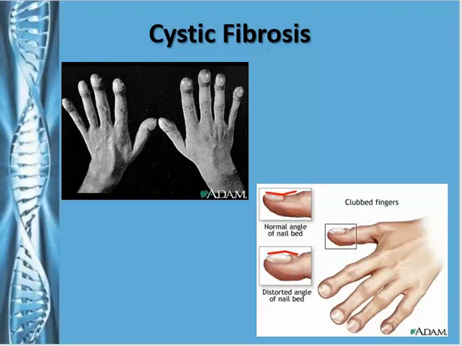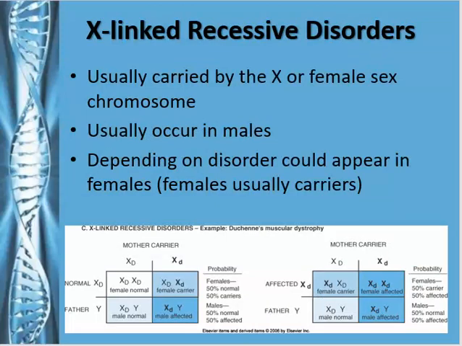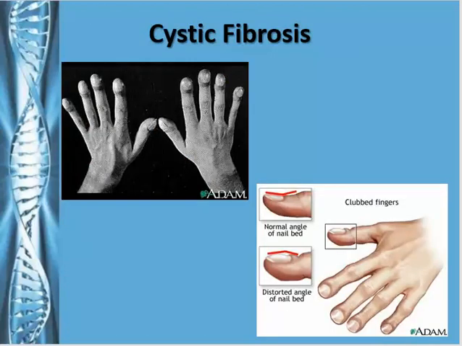One of the symptoms is clubbing of the distal phalanges, with a distorted angle on the nail bed. It's not pathognomonic of cystic fibrosis, it's pathognomonic of low oxygen levels. So a lot of people with heart disease, people with COPD, people with lung diseases, can all have this clubbing.